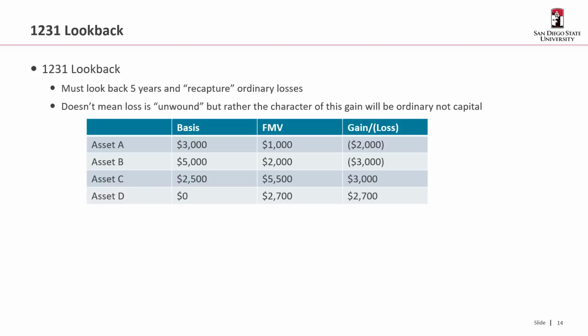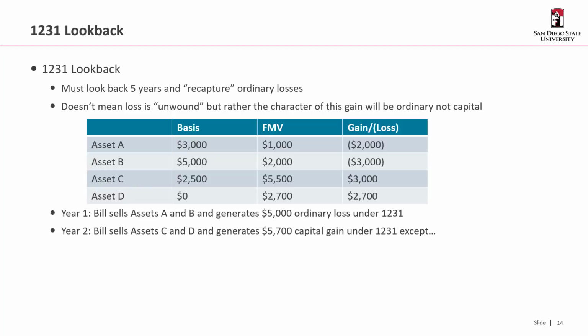So they have something called the 1231 look-back rule. And what that says is you have to look back 5 years and recapture, which means recharacterize, any ordinary losses as ordinary gains this year. So this doesn't mean that we're changing the amount. We're really only changing the character. So let's imagine that we're in Bill's position, and we generate that $5,000 ordinary loss in year 1. All that's legit. It stays exactly as it is.